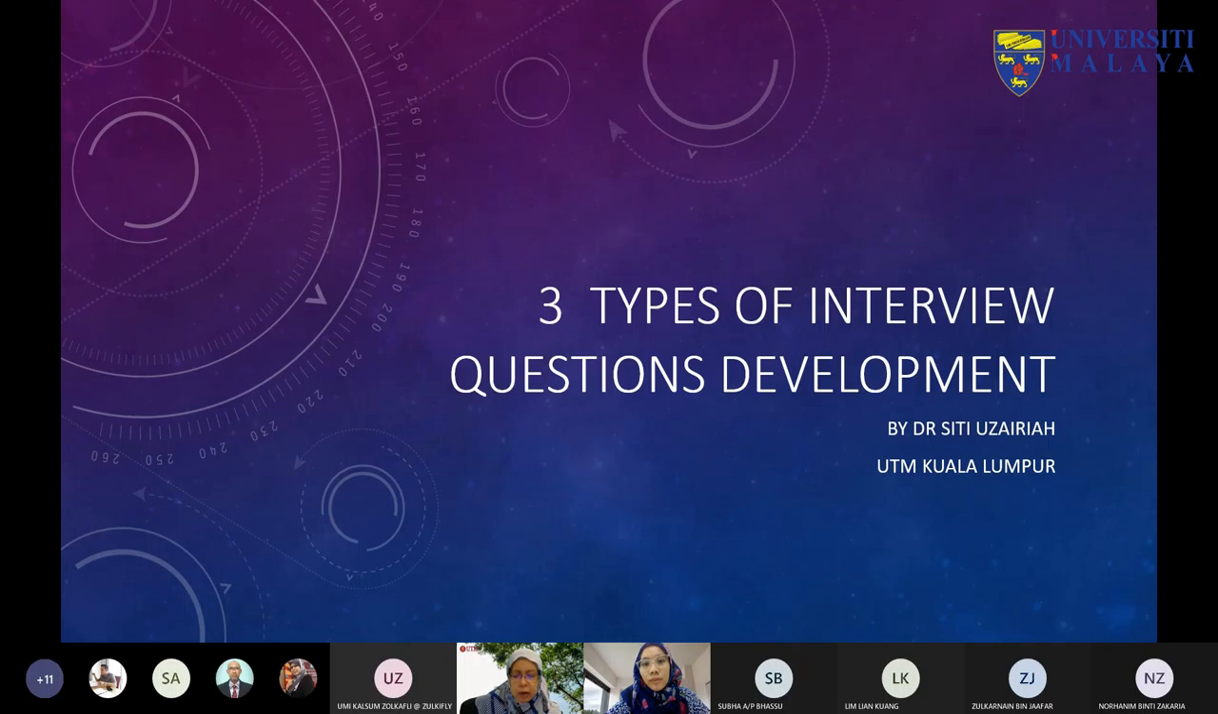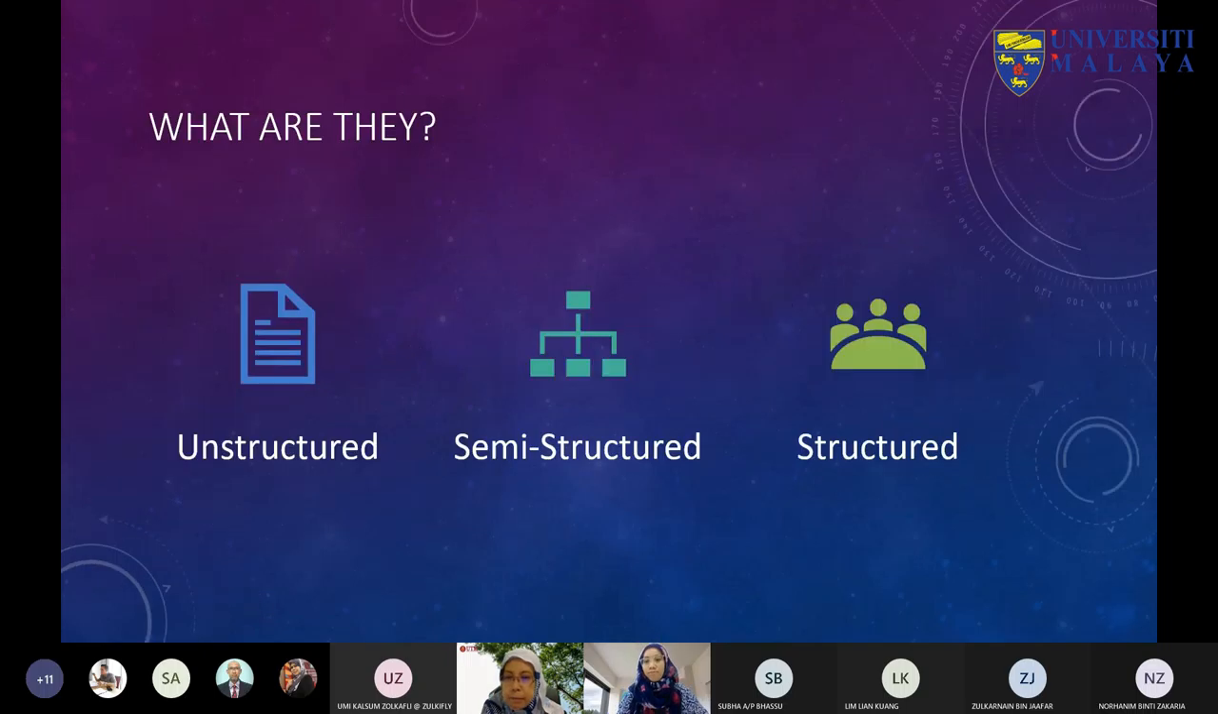Okay, so under this slide, I will discuss how you can construct or develop your interview question. And also, I think at the end, I will cover a bit on the focus group and observation, if I'm not mistaken, under this topic. Although the title is interview question development, I also covered the focus group discussion and observation.